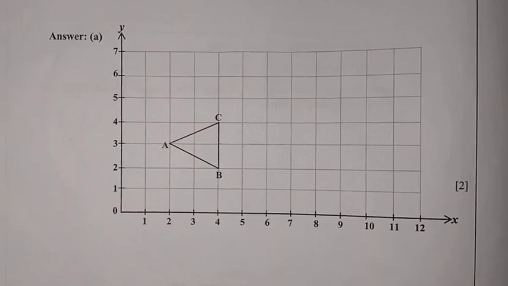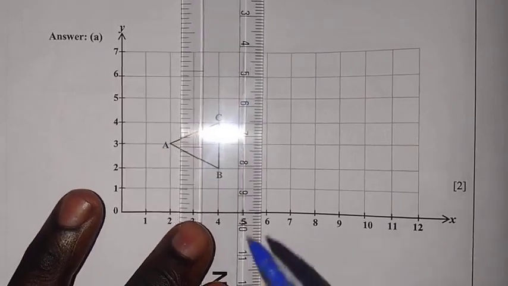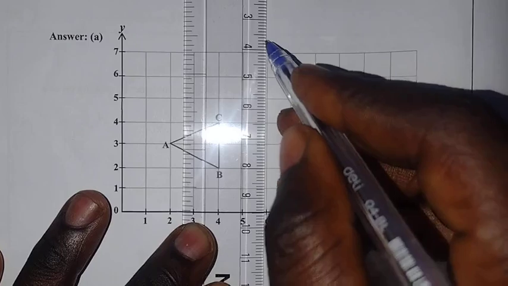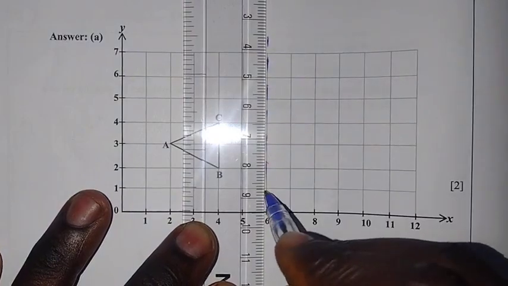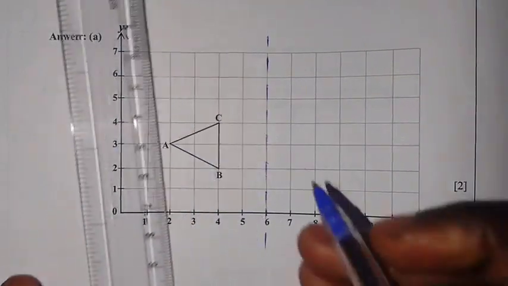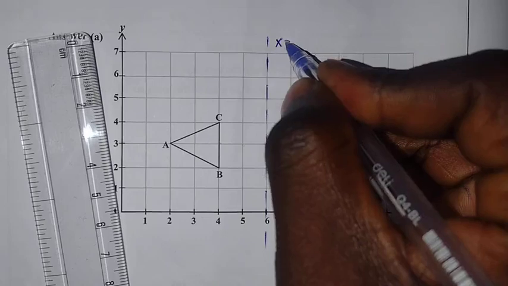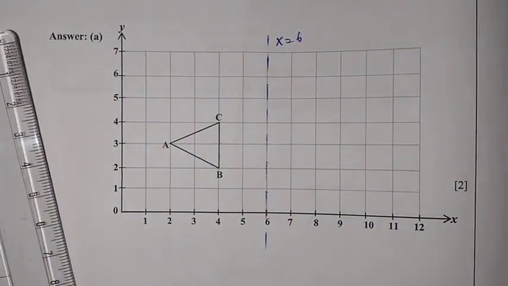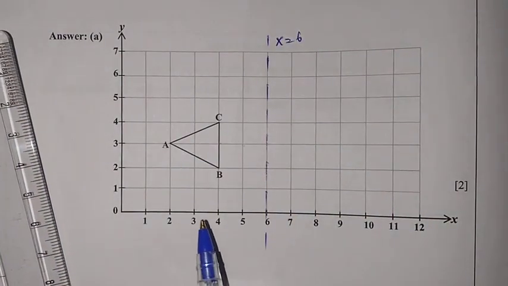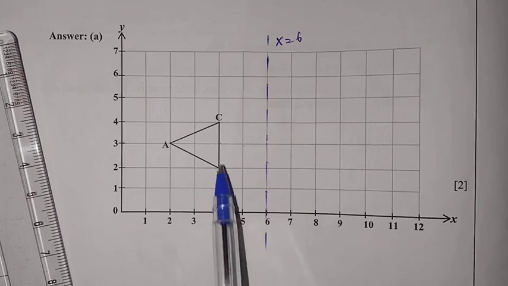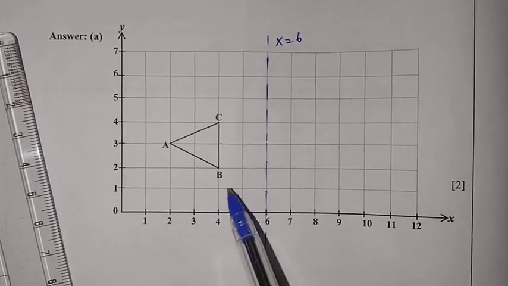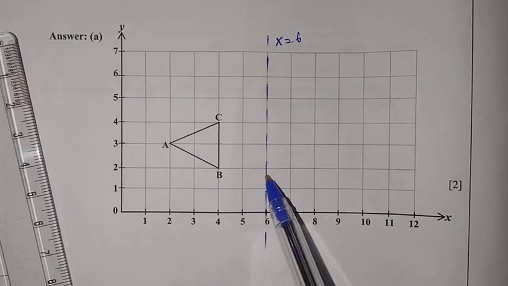So you need to take note of this line. This is the boundary, the mirror line, which is x equals 6. Now how can we come up with the triangle that was mapped onto A1, B1, and C1? Here, just measure the distance, or count the distance.